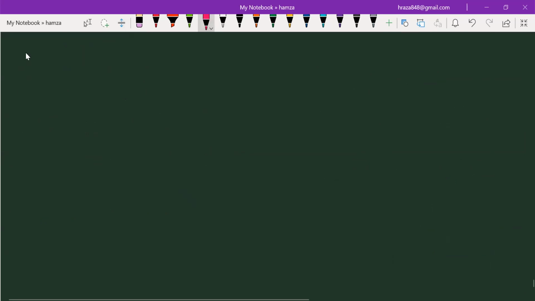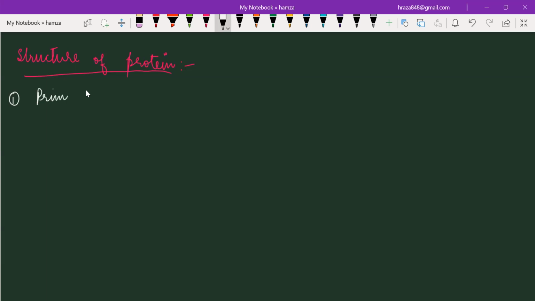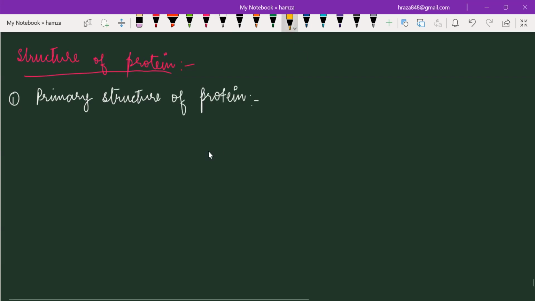Now see, we are going to study the structure of protein. Basically, what is the structure of protein? So the first is the primary structure of protein. So what is this? I'm going to define it.